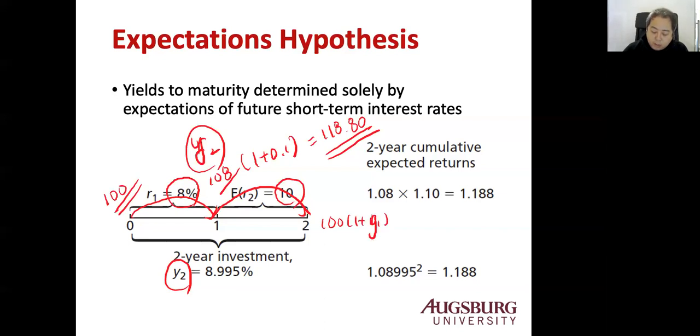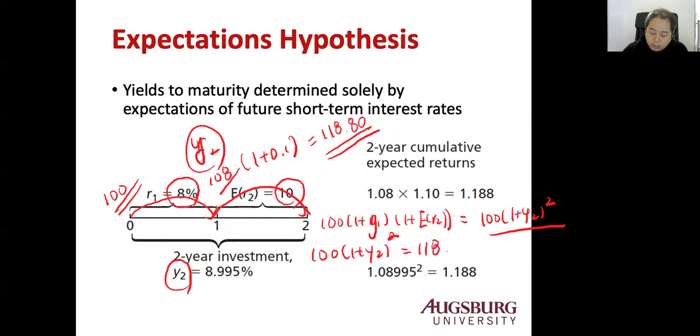So it means that your $100 investment now for 1 year, say Y1, and the second year, say expected R2, will be the same as a $100 investment for 2 years, right? So it means your $100 times (1 plus Y2) squared should be $118.80. And if you solve this, then you're going to have 8.995%.